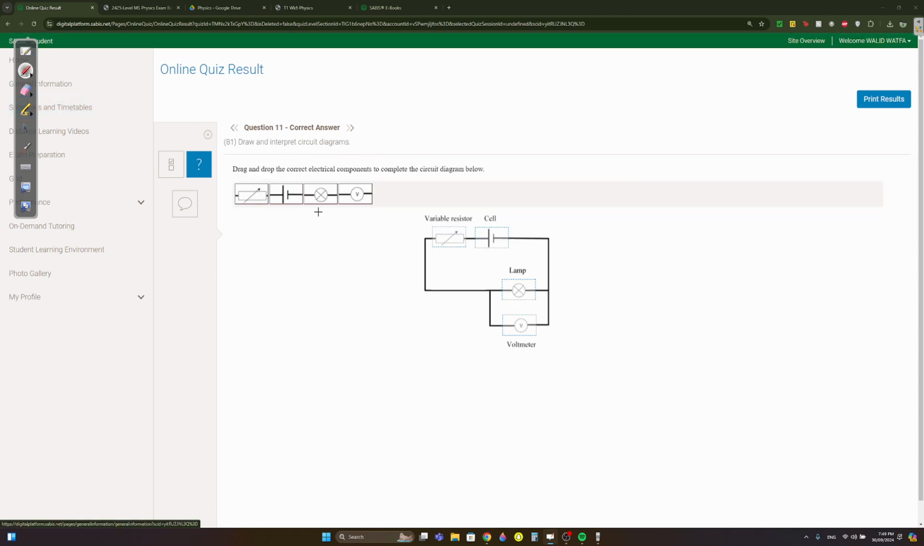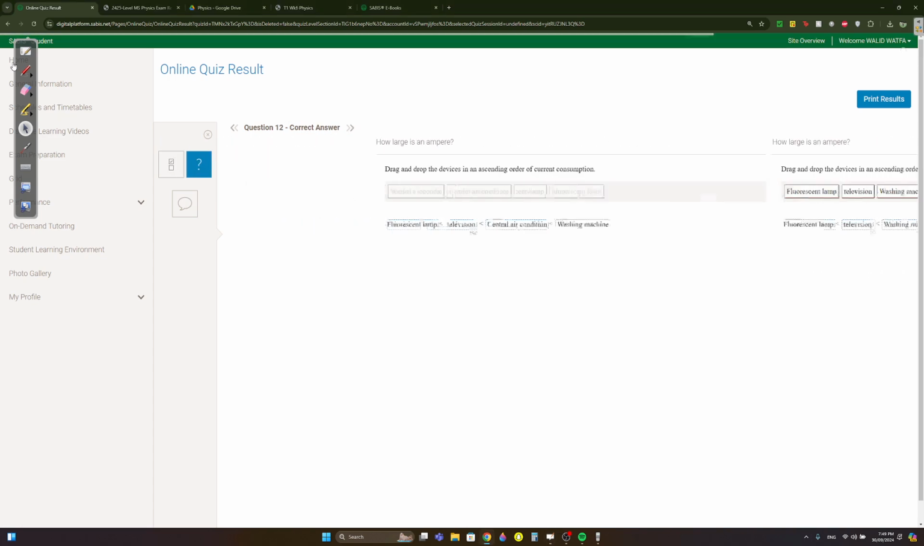Variable resistor. Okay guys, I'm not even going to waste my time. Voltmeter is surely V, lamp is surely like this, cell is surely like this, variable resistor like this. Honestly, there's nothing easier than these questions, guys.